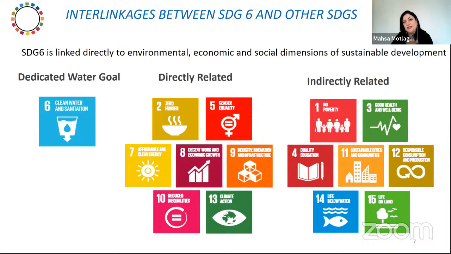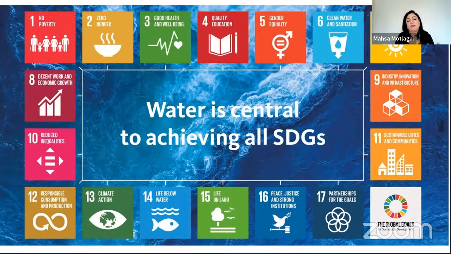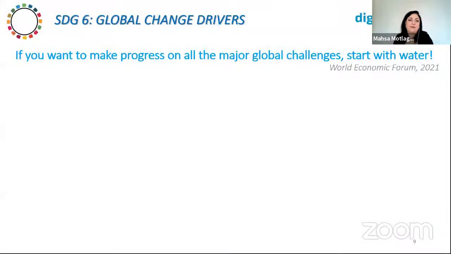Understanding these interrelations helps us understand water resources and achieve water security in a more sustainable way. Water is one of the central components of the Sustainable Development Goals itself, and water security can't be reached without achieving some standard level of the other goals. We cannot focus on just one goal; it should be understood in relation to the others. So we move on to the next idea. Recently, in early 2021, the World Economic Forum published reports saying that if you want to make progress on all major global challenges, then start with water.